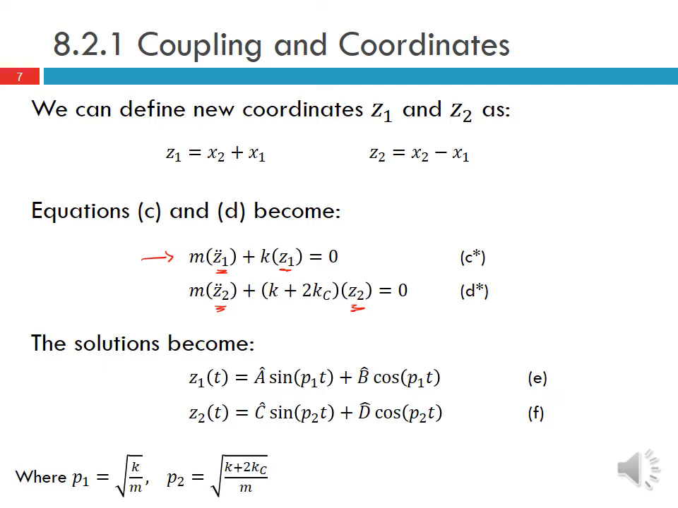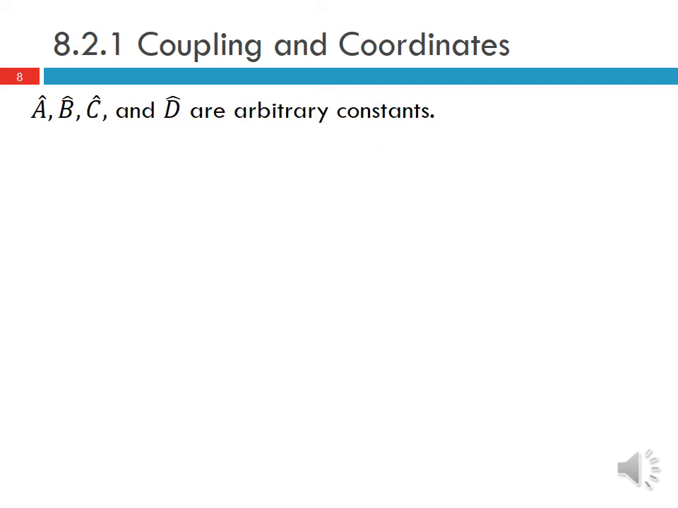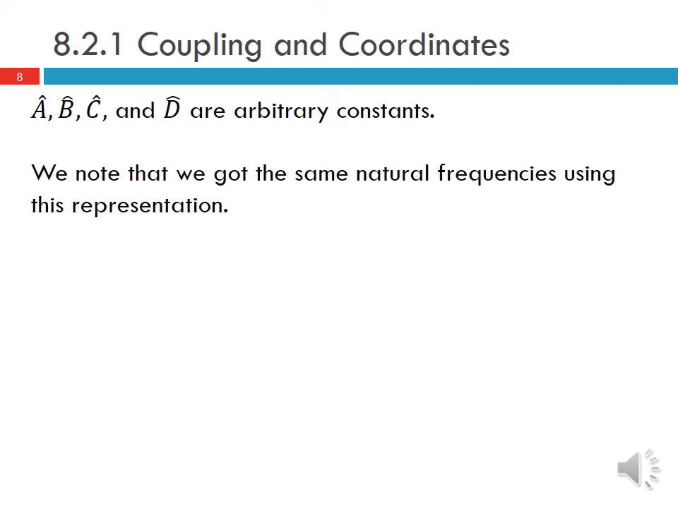Where here P1 is equal to the square root of k over m, and P2 is equal to the square root of (k plus 2kc) over m. Now A hat, B hat, C hat, and D hat are arbitrary constants. We can note that we got the same natural frequencies using this representation when we compare this to the same system that we considered using coupled coordinates in the previous video.